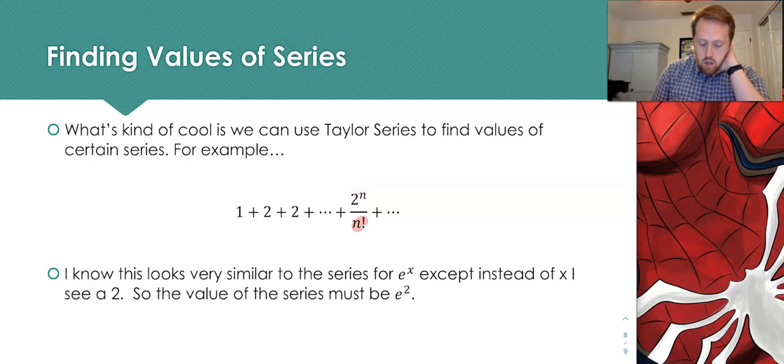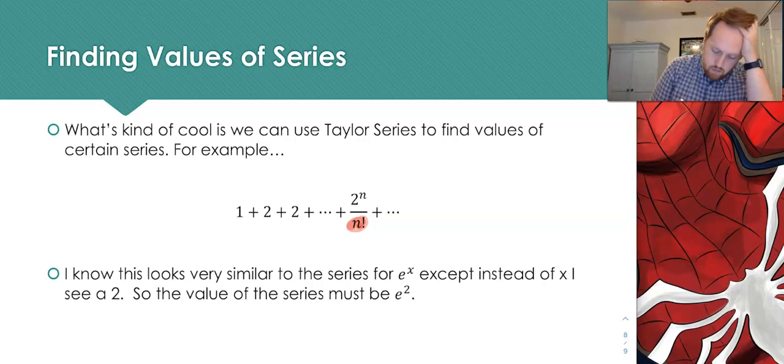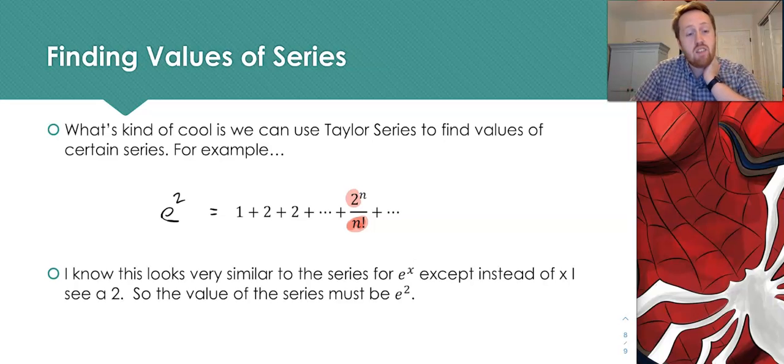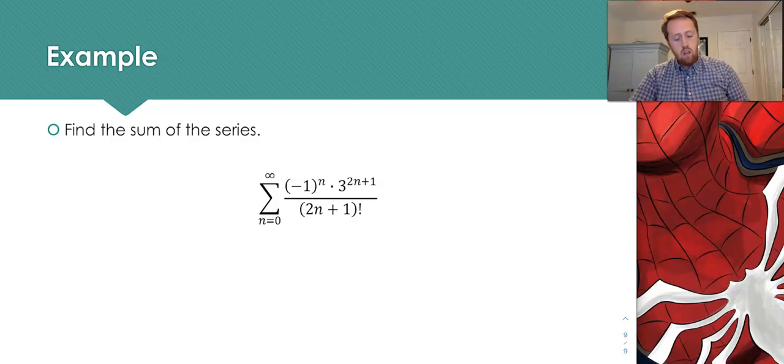That n factorial on the bottom makes me think of e. Right? That makes me think e to the x. But it's not x to the n right here, right? It's 2 to the n, so this must be e squared. The value of that series, the sum of that series, is just e squared. Kind of cool.